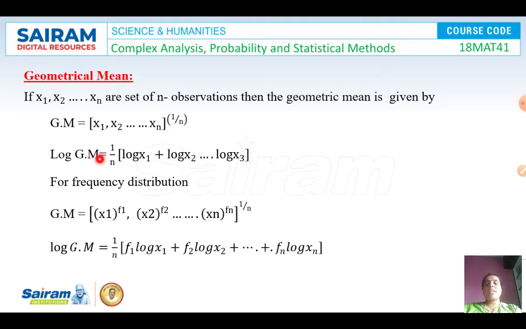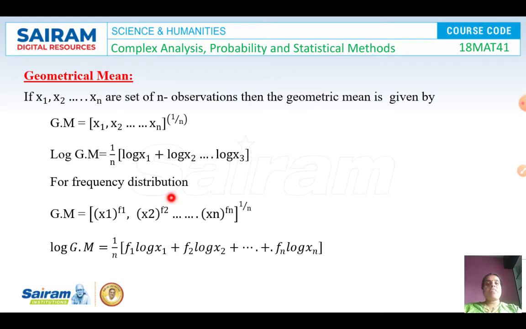When we take the log on both sides, by using the property of logarithm, log x to the power of m can be written as m log x. So with that, log of this bracket to the power of 1 by n can be written as 1 by n into log of this entire thing.